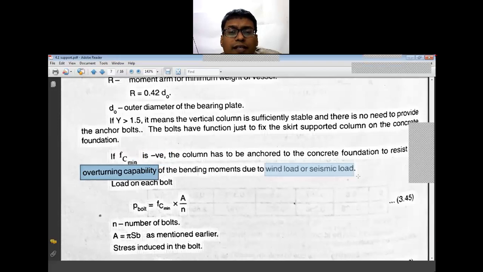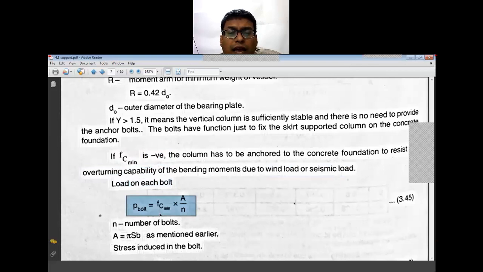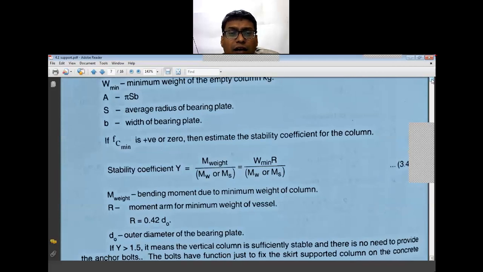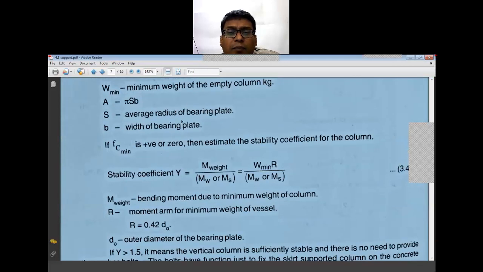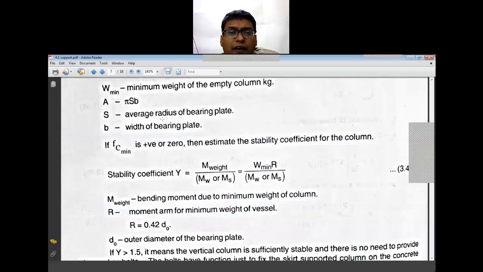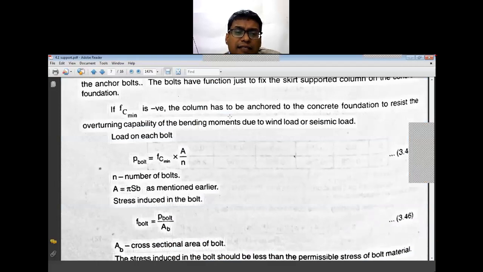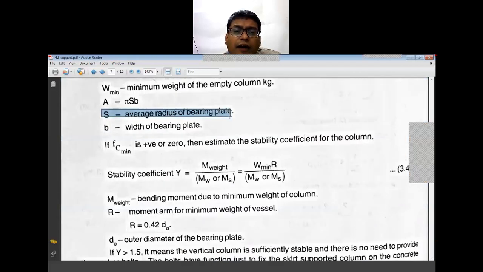So now calculate the load on each bolt. So P bolt is nothing but FC minimum into A upon N, FC into the area upon the N, where area is equal to pi into S into B, and where S is the average radius of the bearing plane.